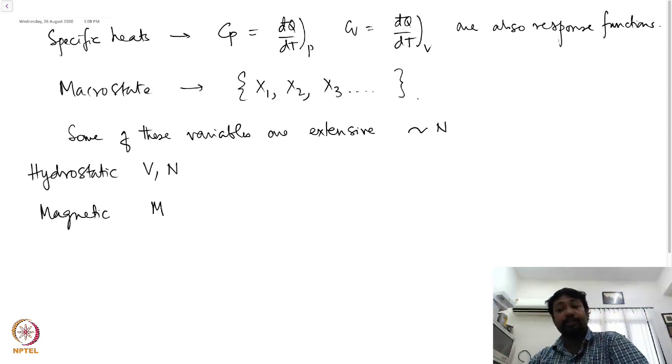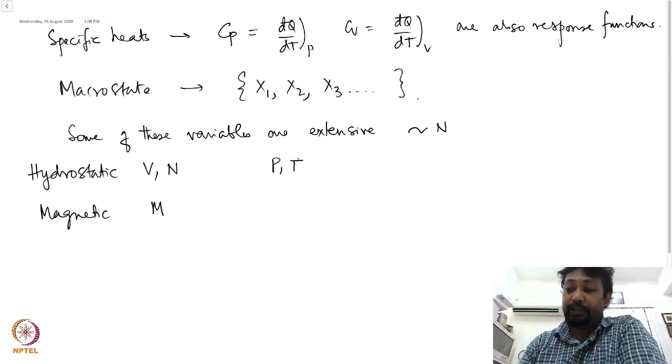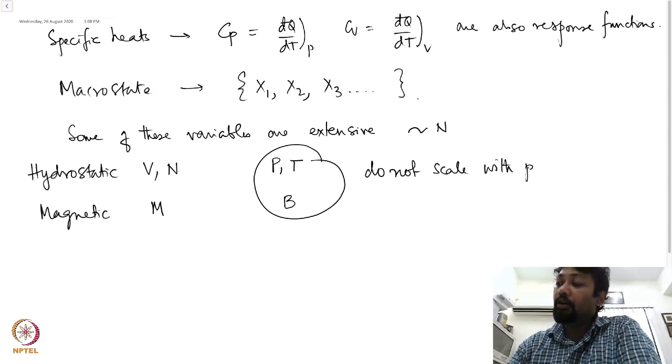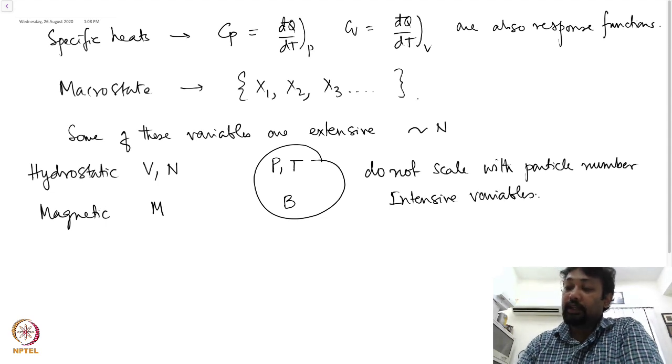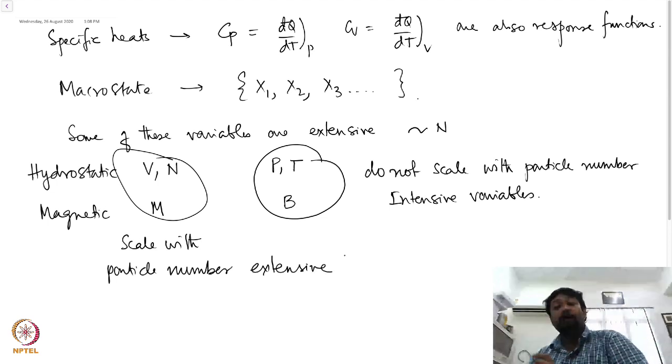So if you have a system which has N particles, if you double the particle number, then the volume also doubles. On the other hand, pressure and temperature, and in this case the magnetic field, do not scale with particle number, or the other way of saying it is, with system size. These are called intensive variables, and those which scale with particle number are called extensive variables.